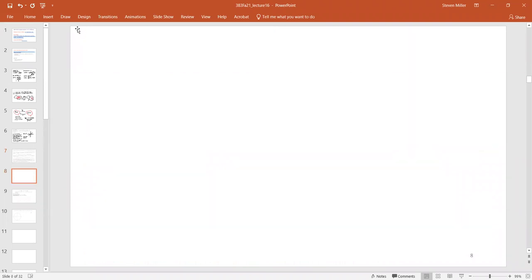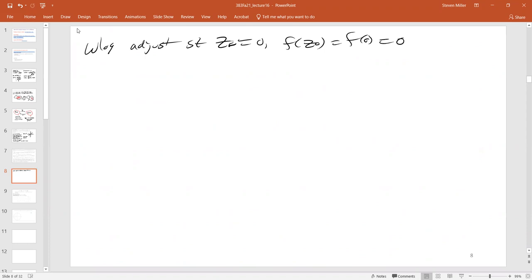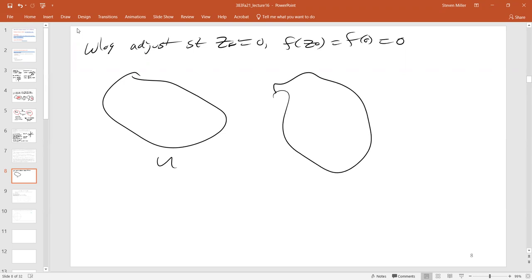So I'll just go down to the next page. Without loss of generality, adjust so that z naught equals zero, and f of z naught is now f of zero, which is just zero. To have z naught be zero, I'm just translating everything. And if I want f of zero to be zero, if necessary, just subtract the fixed constant from everything. So it's really not a big deal to assume that my initial point is zero and the value of the function at that point is zero. I'm just normalizing things so that if this is u and this is v, here is zero, and when I have my function f, this is just going to be f of zero. I'm just adjusting like that. And if it wasn't, I can just do this by some translation. It just allows me to make things a little bit nicer over here.